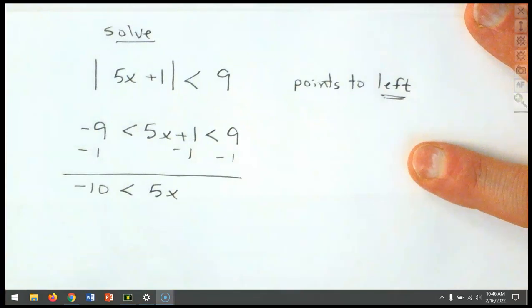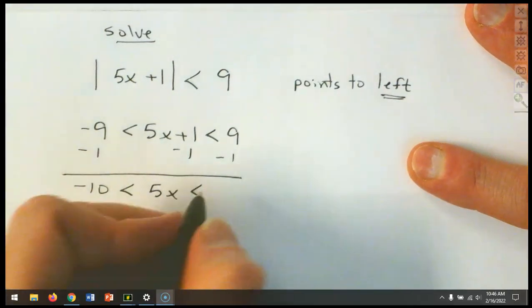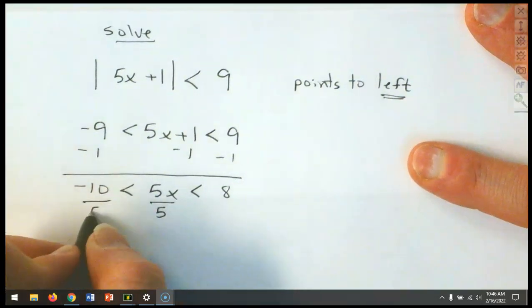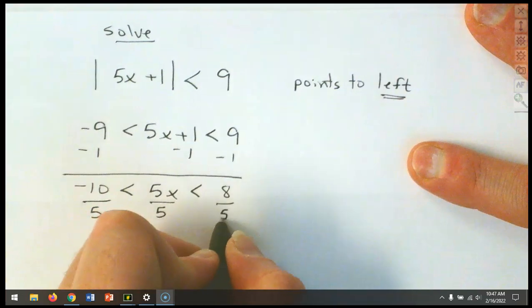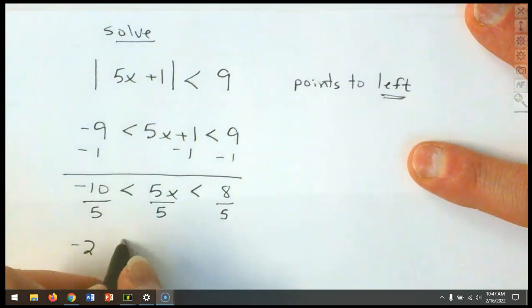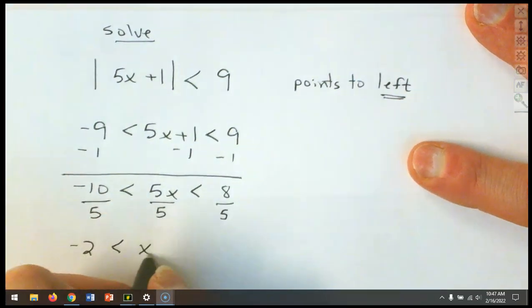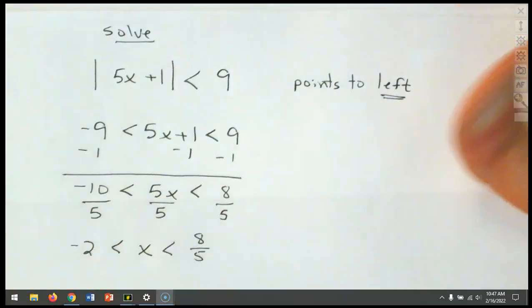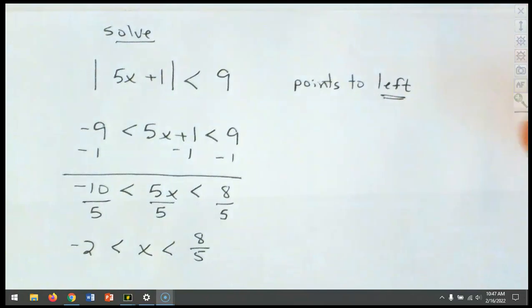Sorry, negative 10 is on the left, right? We got a 5x in the middle. And we have an 8 on the right. We divide by our 5. And we break it down then into a minus 2 on the left. X is in the middle. 8/5 is on the right.